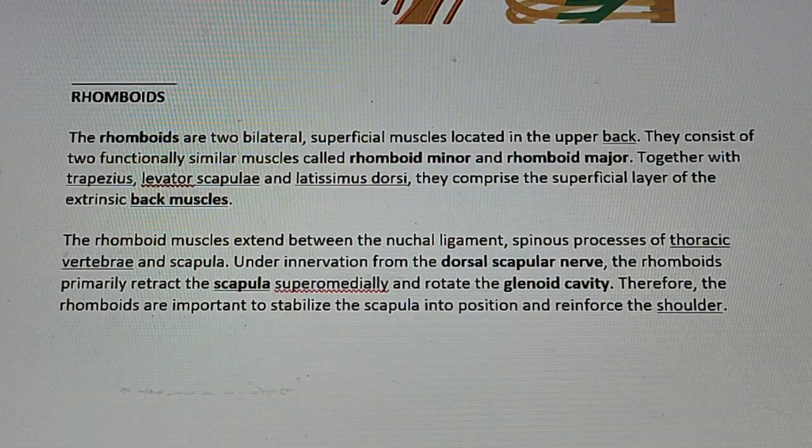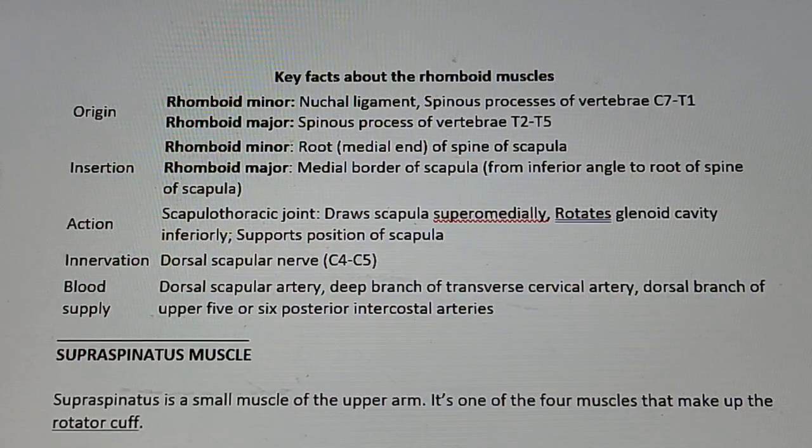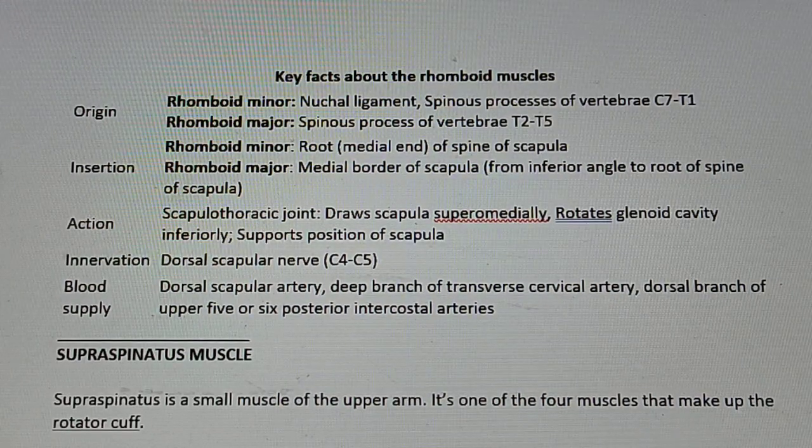Now we'll proceed to the rhomboids. I was talking about the rhomboids being situated bilaterally on both sides of the mid back. Okay, so there is information here. Just take a look at this and read the information. Additional information about the rhomboid muscle, the origin, insertion, the action, the innervation, the blood supply are all in here. So just read on this.